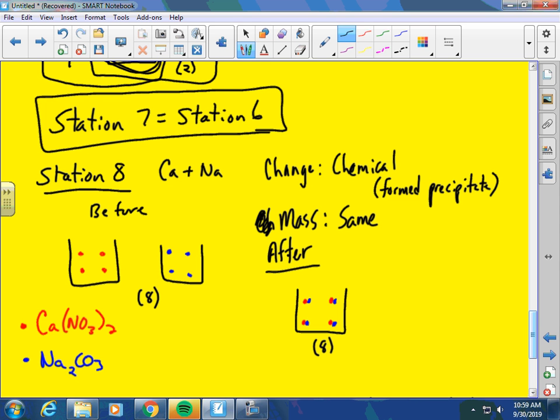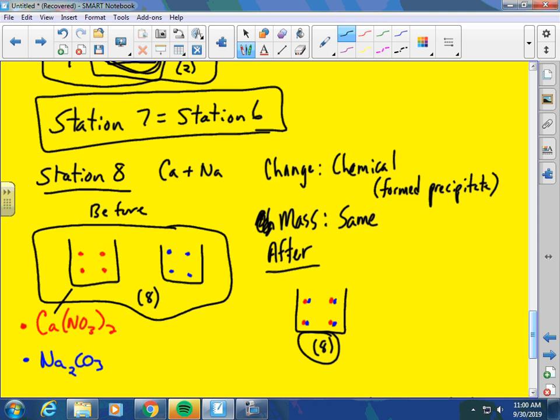But since it is a chemical change, I did go ahead and stick the different types of dots together. So in the beginning, I started with a total of 8 particles. At the end, I still have 8 particles, which means mass is the same. In this first drawing, I just made 4 calcium nitrate particles. I made 4 sodium carbonate particles. And then in the after drawing, I just stuck them together in one container.